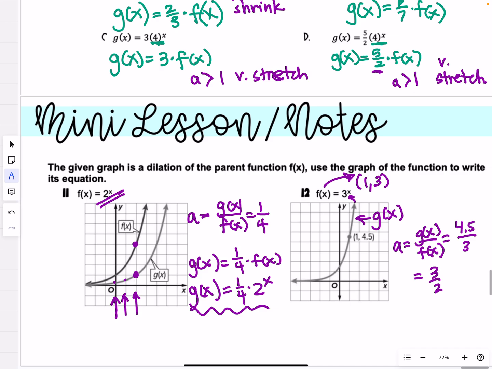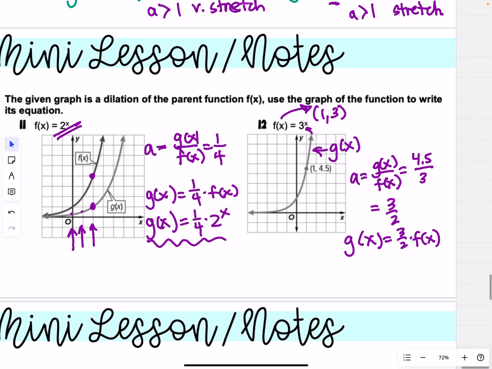And so now I can write my function g of x is equal to 3/2 times f of x. And we know our f of x to be 3 raised to the x. So g of x is equal to 3/2 times 3 raised to the x.